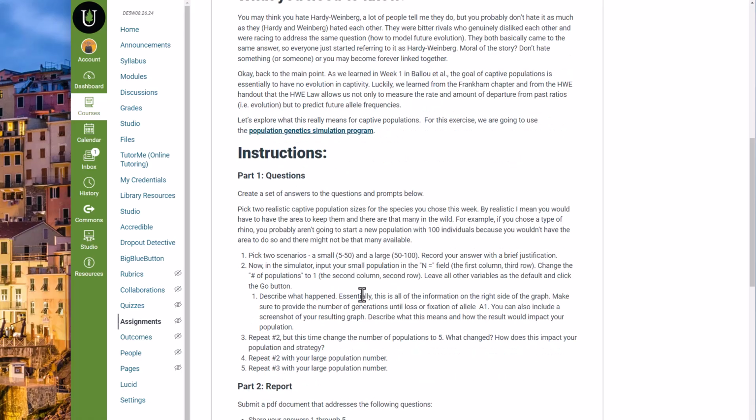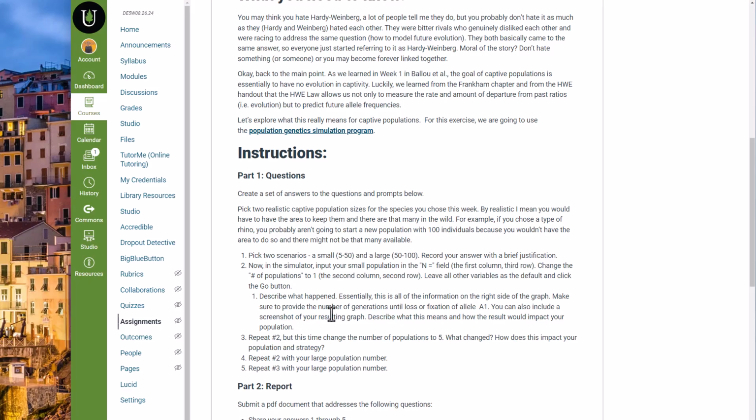It's asking you to essentially pick 2 scenarios, a large population and a small population. Try to make it something that is applicable to the species that you are going to work with. You're going to compare a small and a large population. You're going to justify why you would pick those sizes for your population. Then you're going to run this simulation.